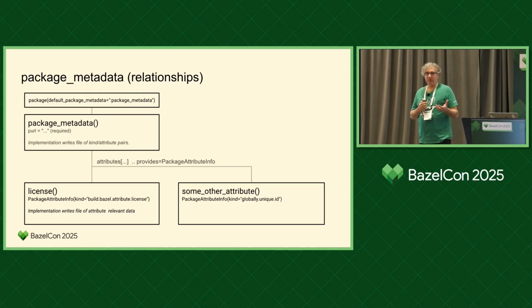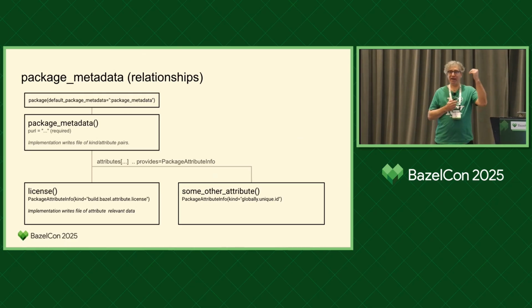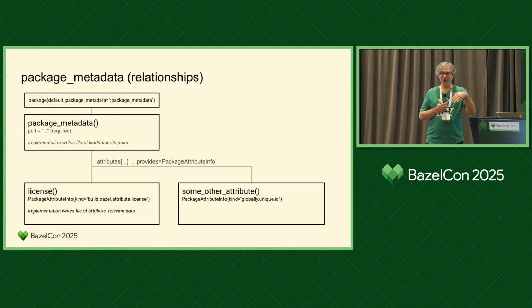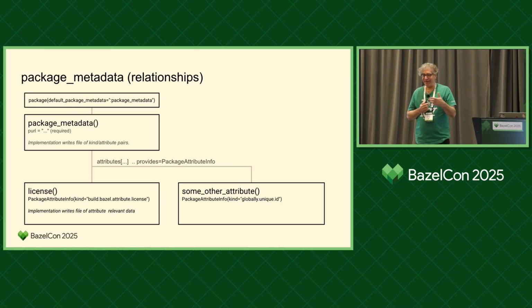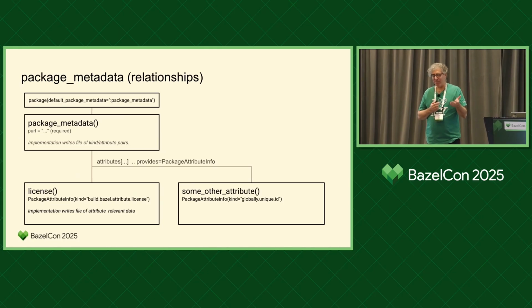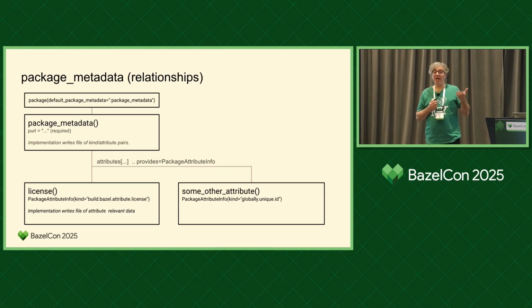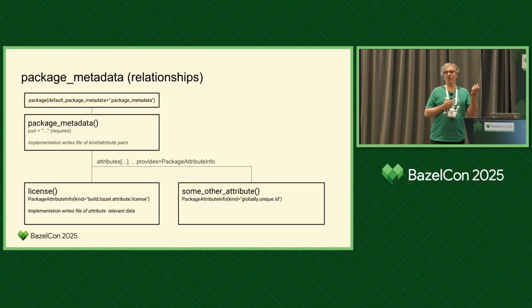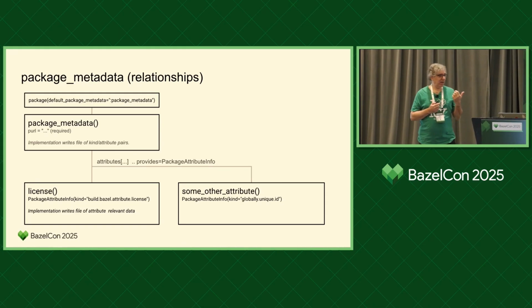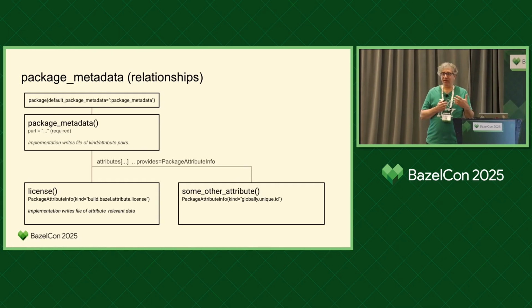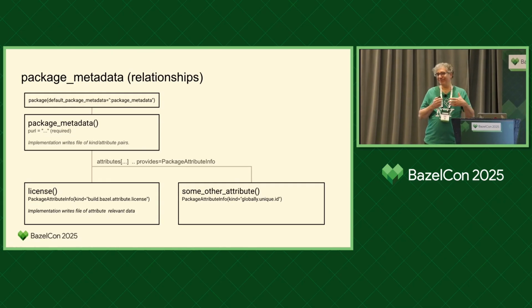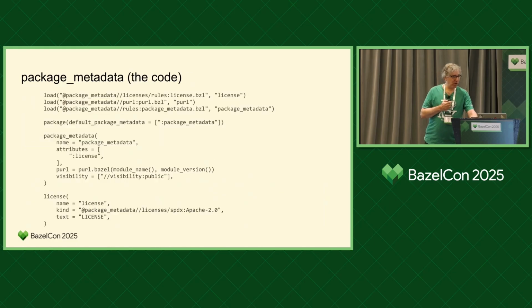As far as the implementation, there are only 2 things at the bottom. There's package metadata rules and package attribute rules. The attribute rules, all they are is their implementation has to return a package attribute info provider, which says, hey, I've got my data, I've written it to a file here. We can be as flexible as we want. Package metadata is a bag of attributes and a PURL, P-U-R-L, and little more than that. Our tools gather that, write it out to the intermediate format, and then we can do what we want with it.